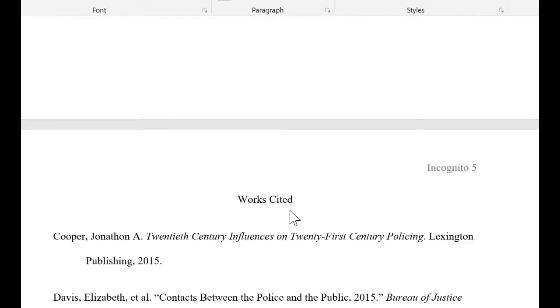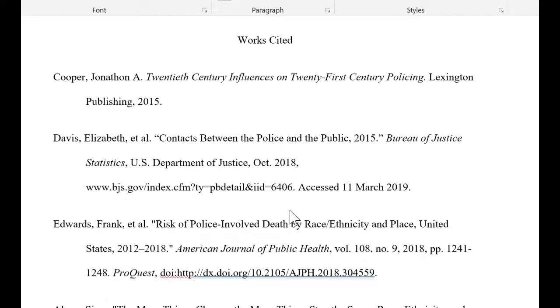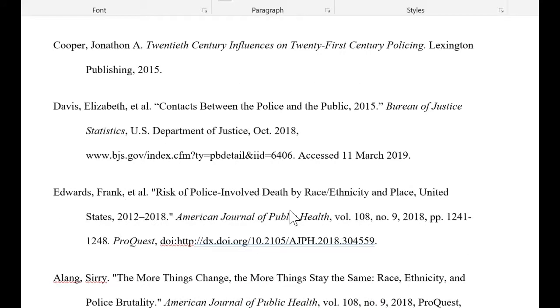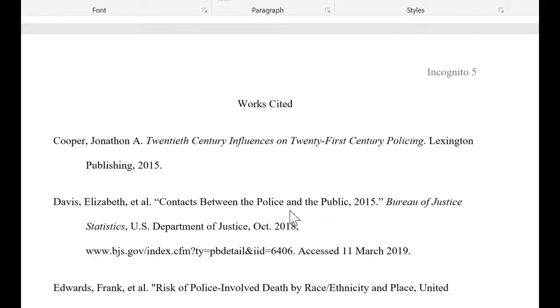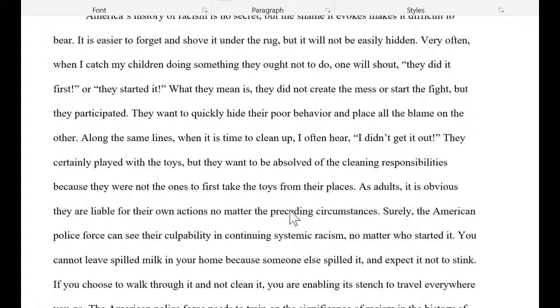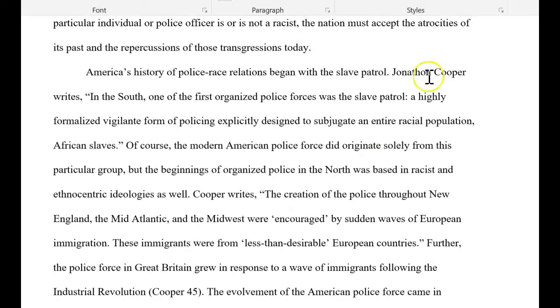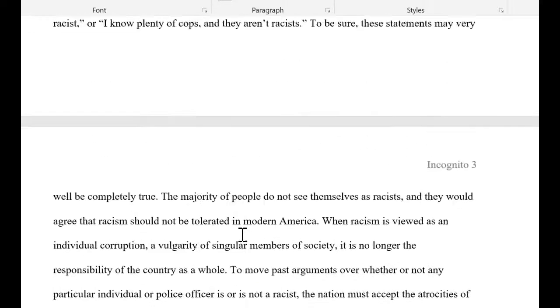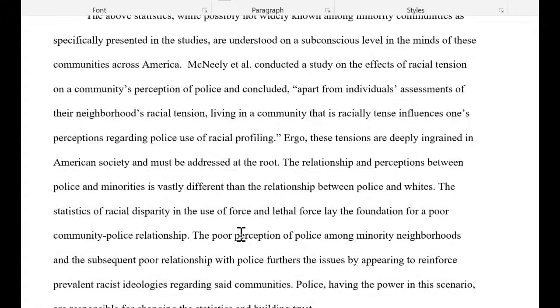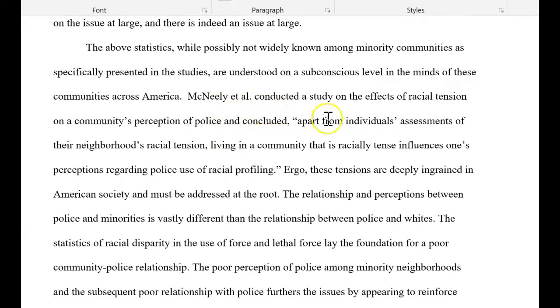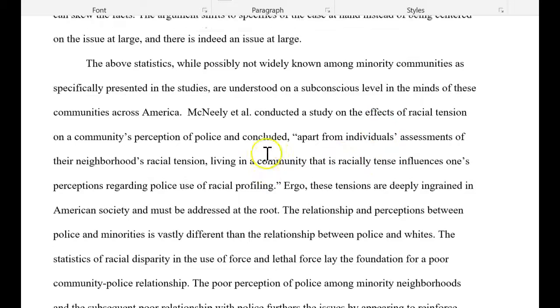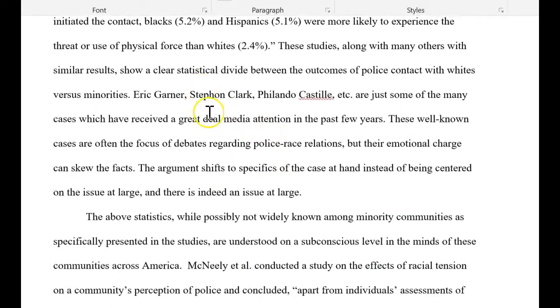The more important problem this paper has is one that is kind of difficult to see when you read through the paper, because for the most part it does a really good job of introducing the sources and citing them. You'll see that there are a variety of signal phrases throughout. It clearly identifies "Jonathan Cooper writes." That's a good one. "When Cooper continues," "Cooper writes": we may be quoting Cooper a little too much in that particular paragraph. Back up here, "McNeely et al. conducted a study on the effects," etc., and I think we saw the other two sources before.